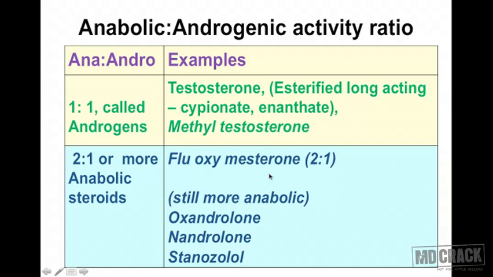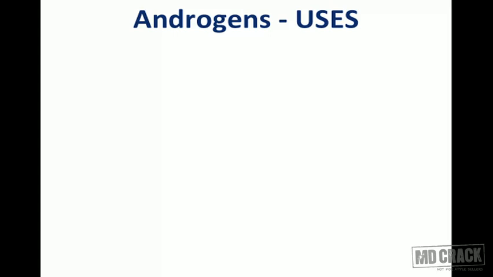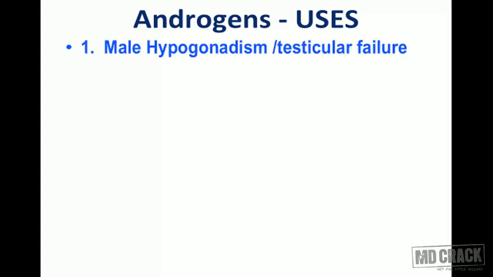Examples: fluoxymesterone, the ratio is 2:1. And there are substances which are still more anabolic, meaning the ratio is still higher. Names of such substances are oxandrolone, nandrolone, and stanozolol. We are going to explore the information about the more anabolic activity further. Before that, we go to discuss the uses of androgens.